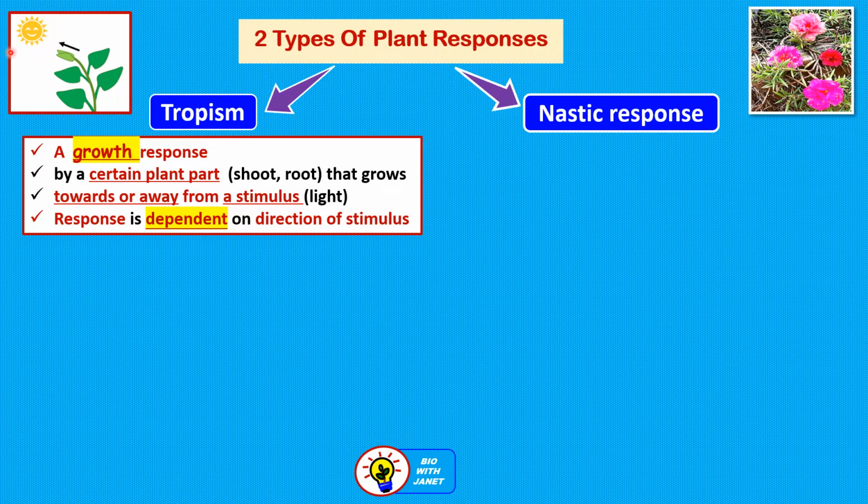The response is dependent on the direction of the stimulus. If the light comes from the left-hand side, the shoot will grow towards the left. But if the light comes from the right-hand side, the shoot will slowly turn or bend as it grows, and it will turn to the right, right?